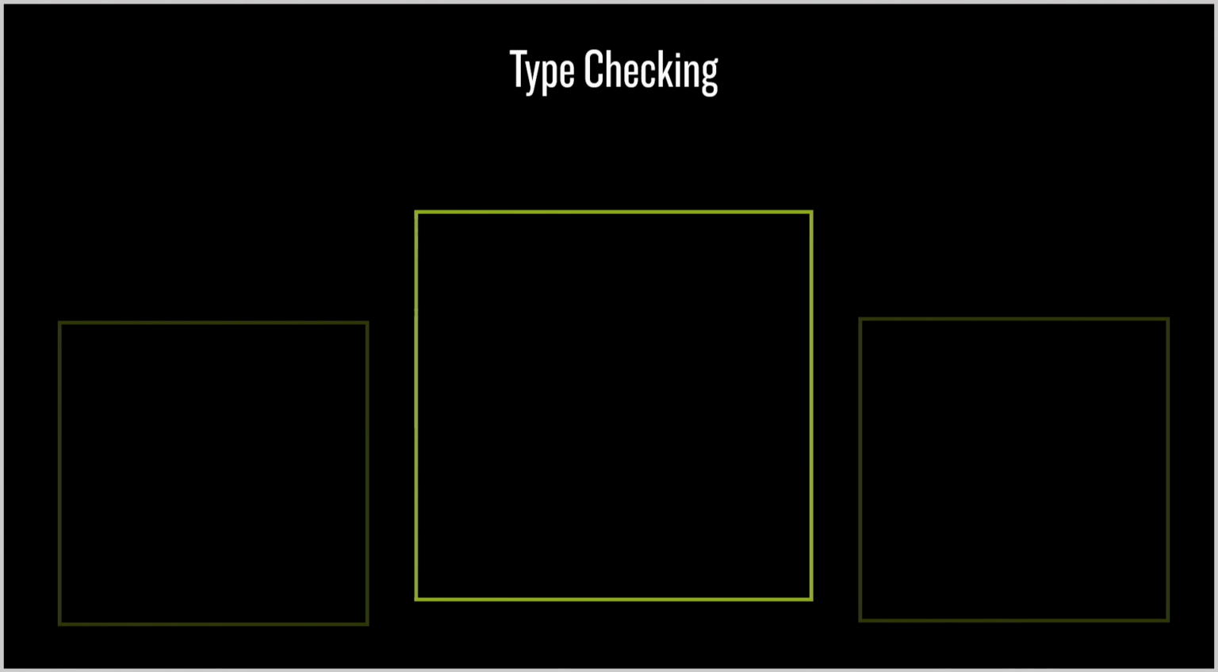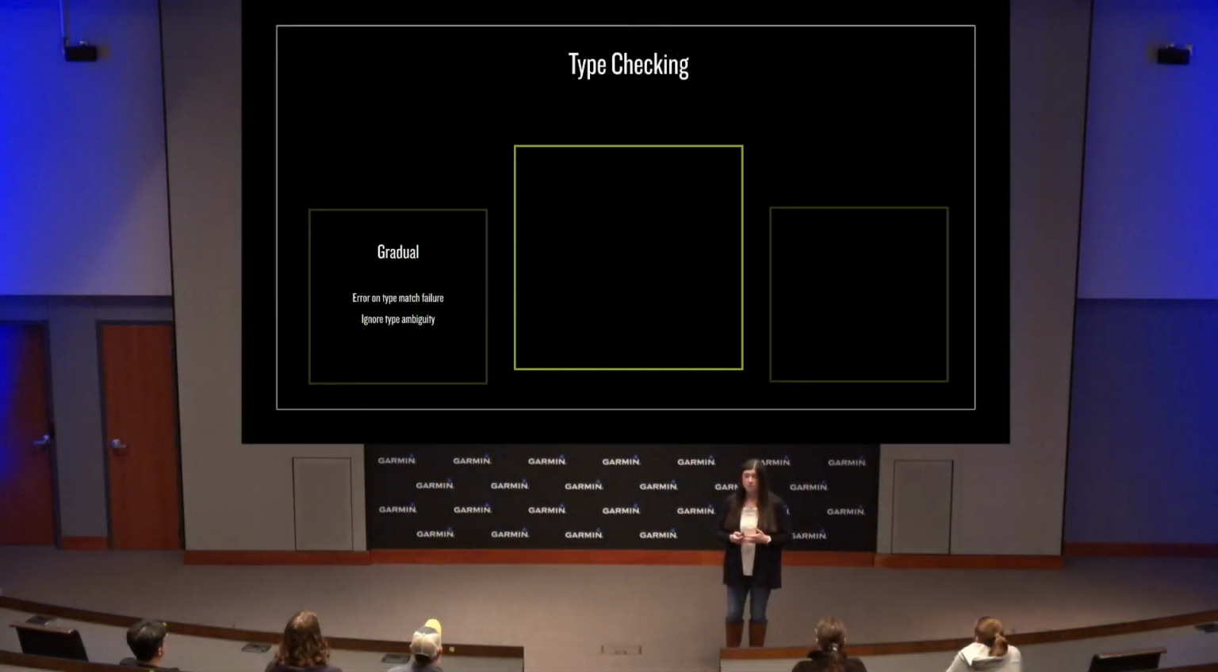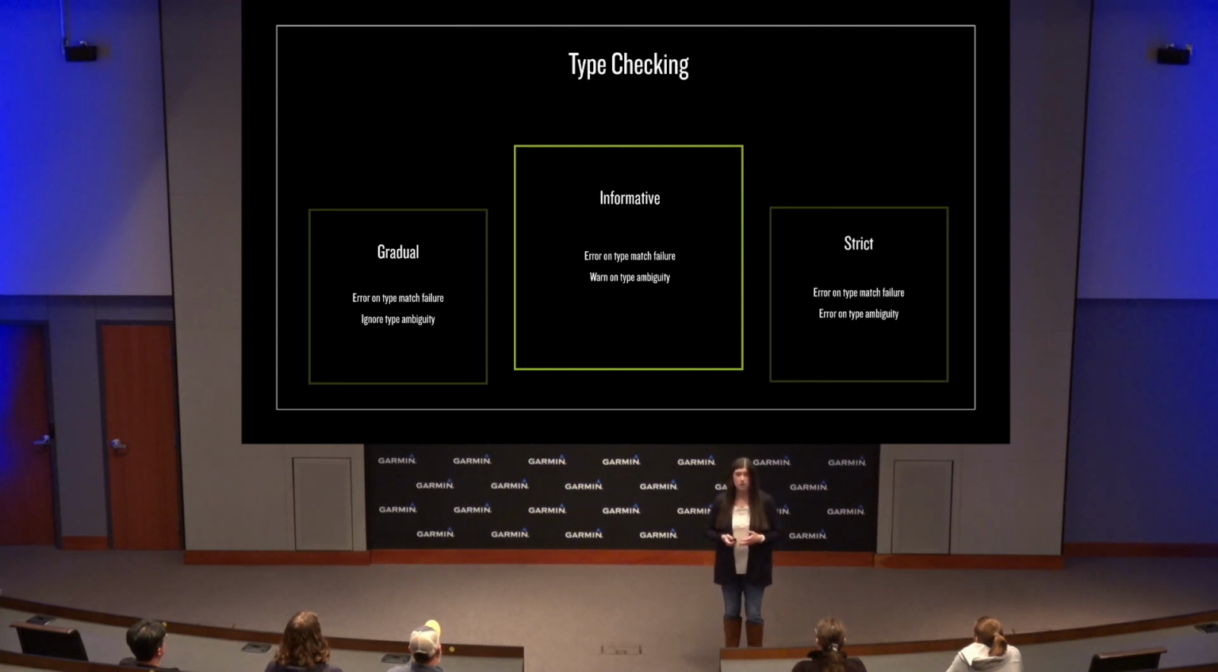The type checker can be executed at 3 different levels based on your level of comfort with ambiguity. At the gradual level, type match failures are marked as errors, but ambiguity is ignored. At the informative level, type match failures are marked as errors, and ambiguity is marked as a warning. At the strict level, type match failures and ambiguity are marked as errors.